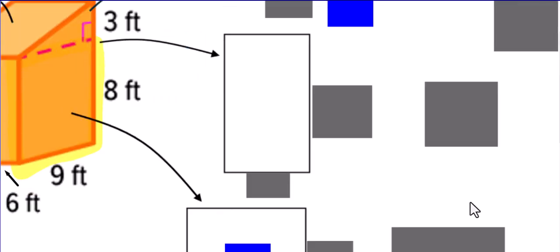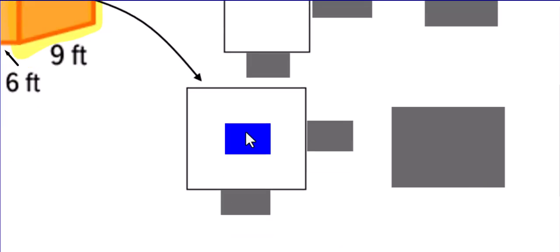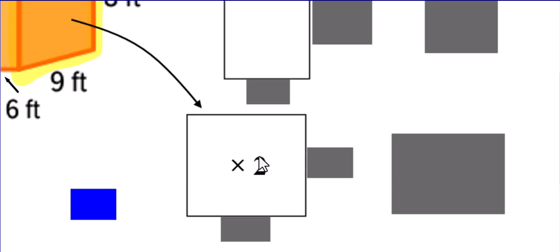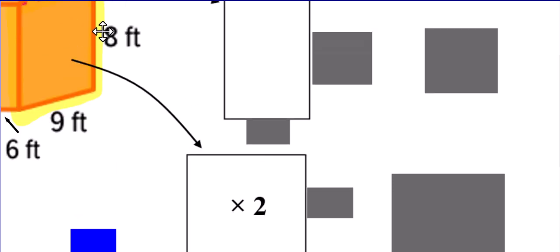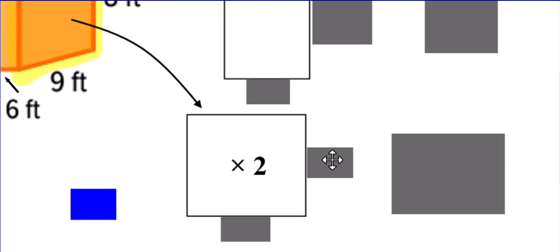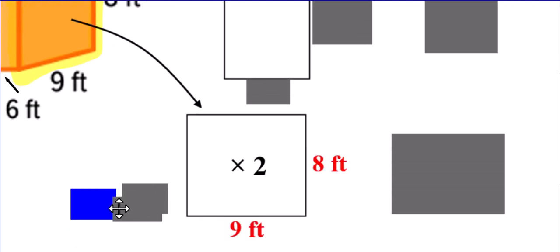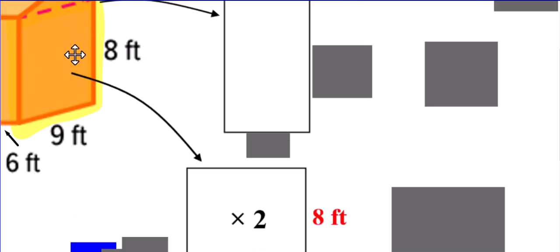So let's go ahead and write that down. There are two of these rectangles, and their measurements are pretty clear to see. 8 feet tall, 9 feet wide. Go ahead and write that down on this rectangle. And again, there's two of them. There's one on the front right that we were able to see, and there's one on the back left that we were not able to see.